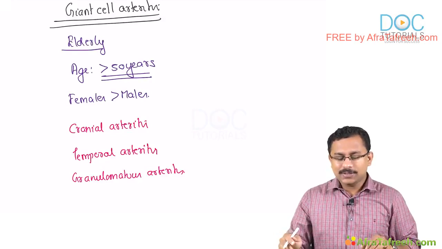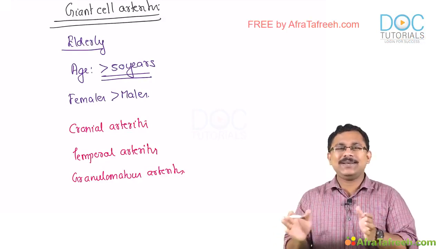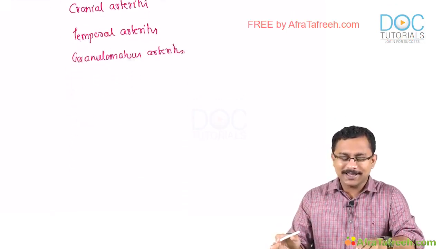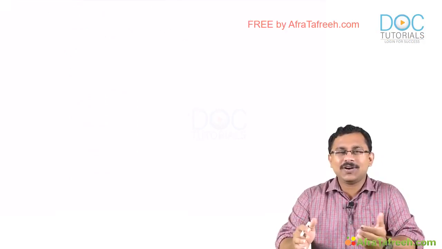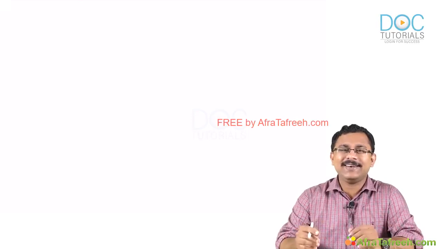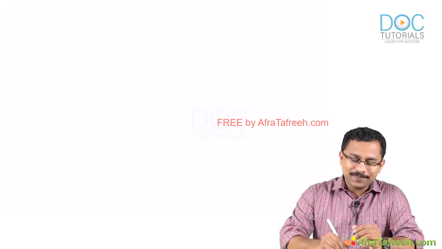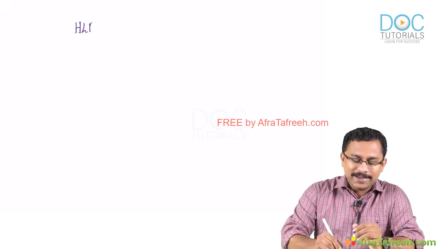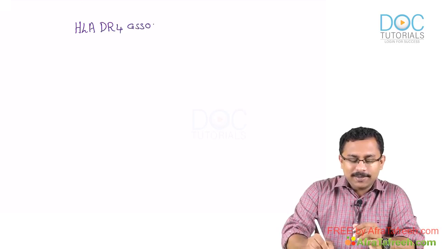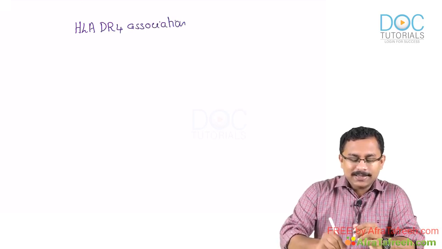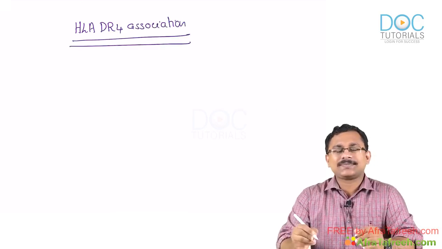So what exactly happens in this disorder? What is the etiopathogenesis? Here again, we are not very sure of what the inciting event is, but there is a definite HLA association, that is, you have an HLA DR4 association. This is important, it may be asked as a question. There is an HLA DR4 association.